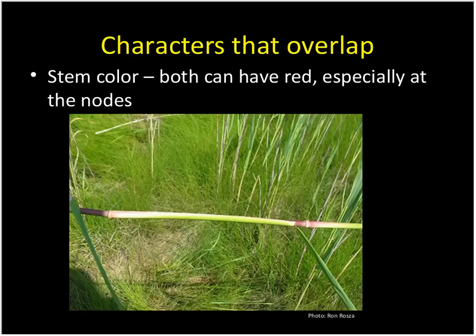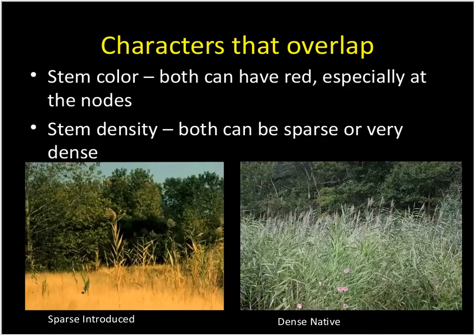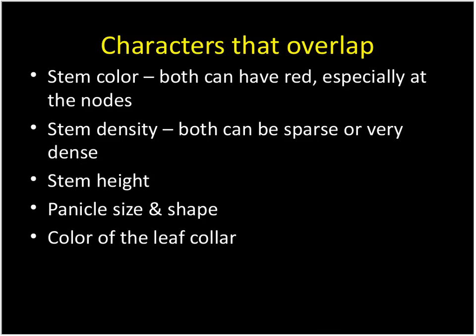So I mentioned again that there are a lot of characters that overlap though. So stem color is a very important thing. Both introduced and native stems can have red color, especially at the nodes. This is a photo of introduced Phragmites that was taken in southern Connecticut. You can see very clearly that there's red color on the stem, and if you look closely in the background, you can see it on other stems as well. I mentioned stem density. Both stands can be sparse or very dense. So you need to be careful looking at that. It's the community as a whole you look at.